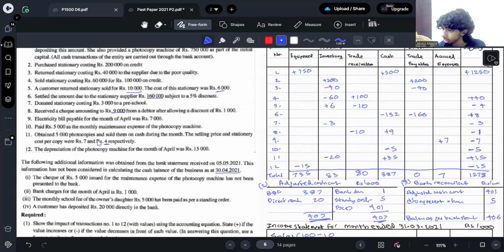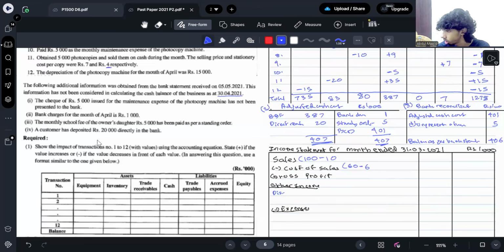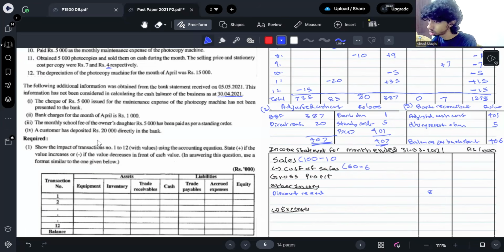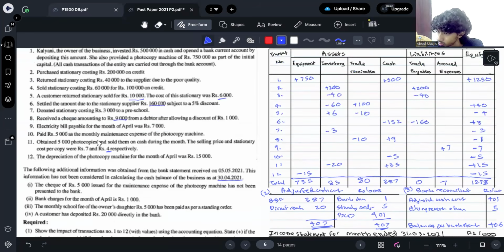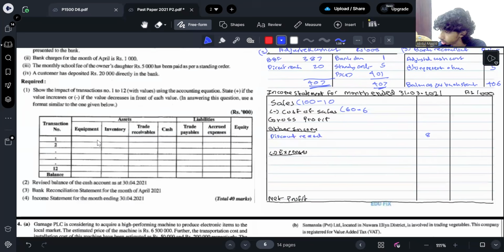Settle the amount due to a stationery supplier, rupees 160,000, subject to a 5% discount. So that's the discount received. Sixth one, discount received 8,000. Then donated stationery costing 3,000. Donation is an expense. Donation 3,000.